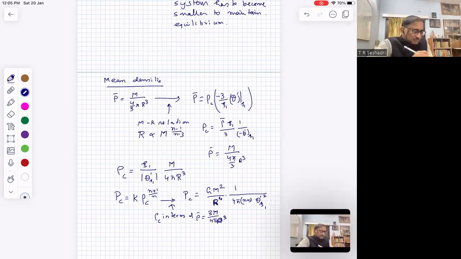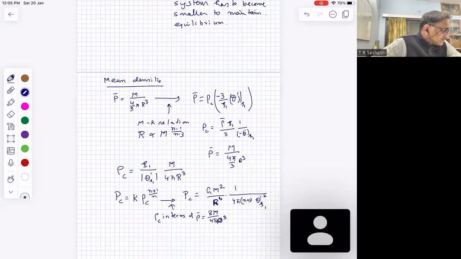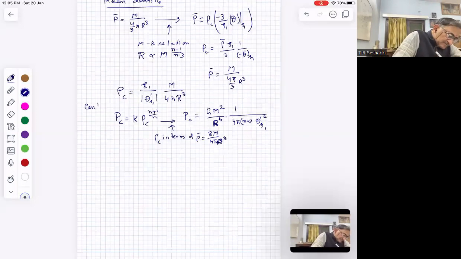When you substitute and calculate this, just do it as an exercise, all these things. Is it okay? Yes. Okay, so this is the central pressure. And now let us come to the central temperature.